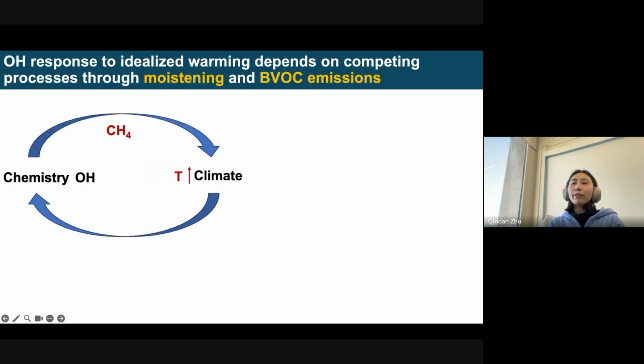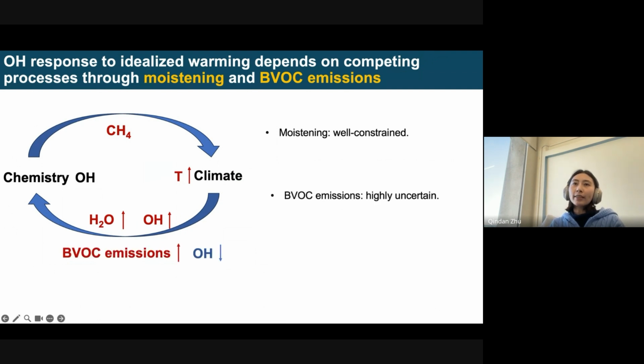So to sum up, we find that this net OH response to the idealized warming depends on this competing process: moistening, which leads to the increase in the OH production rate, and these temperature-sensitive BVOC emissions that lead to the increase in the OH loss frequency. And how OH is actually responding to the climate warming really depends on which process wins out.